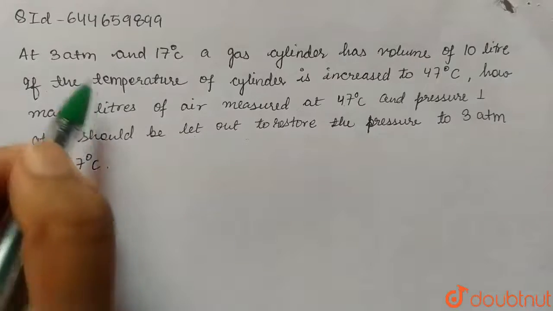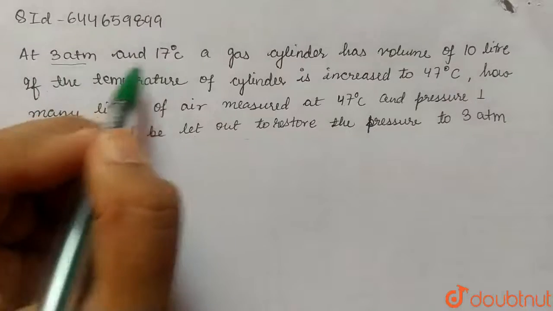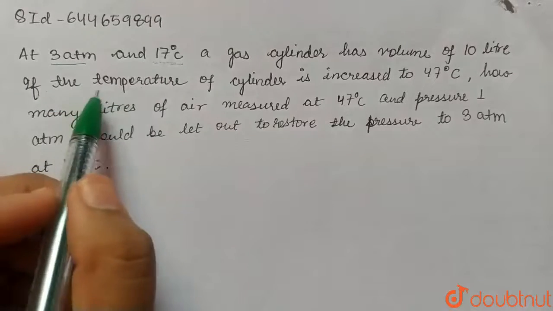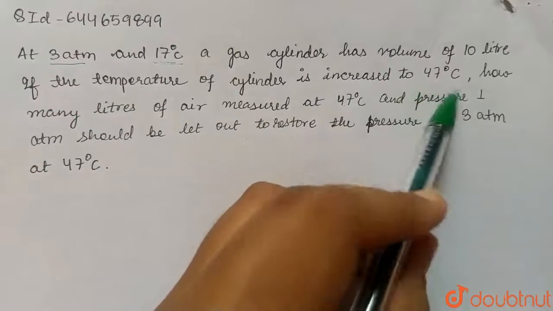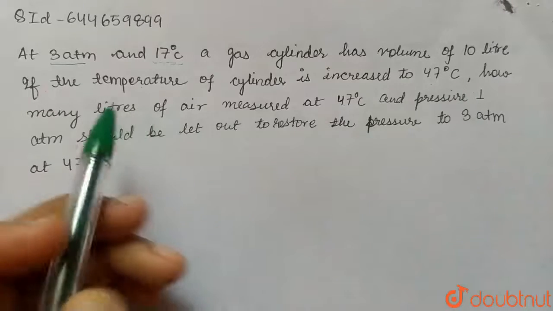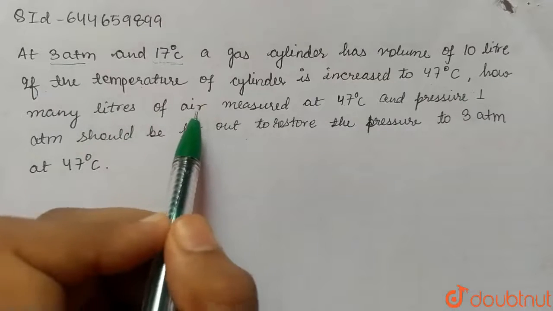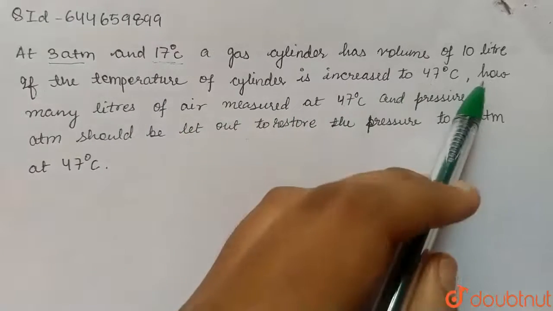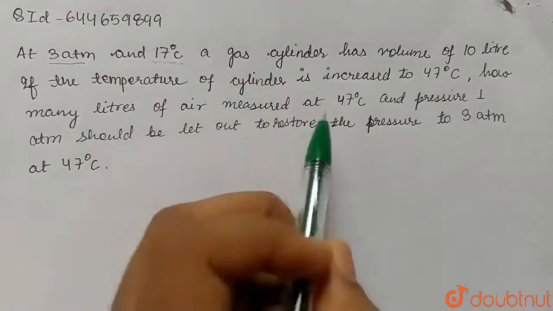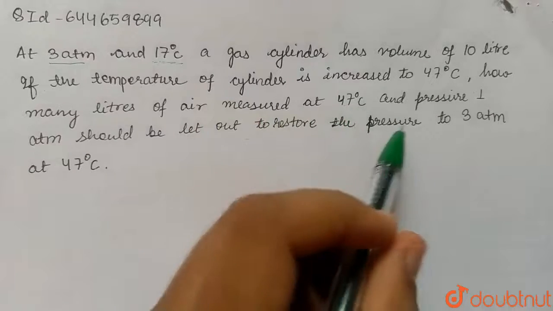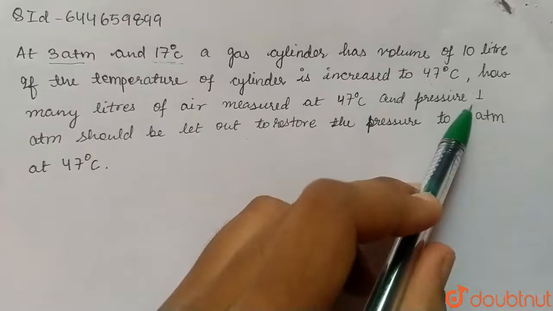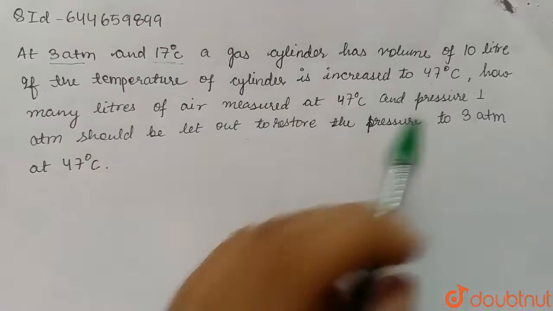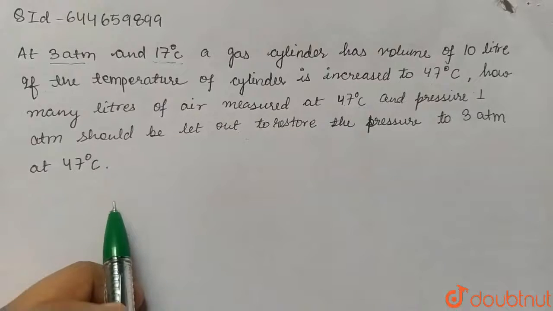So here we can see that we have the pressure and initial temperature, which is 17 degrees Celsius. Now the temperature is increased to 47 degrees Celsius and the volume according to that increased to some value. Now here we have to tell how many liters of air measured at 47 degrees Celsius and pressure 1 atm should be let out to restore the pressure to 3 atm at 47 degrees Celsius.